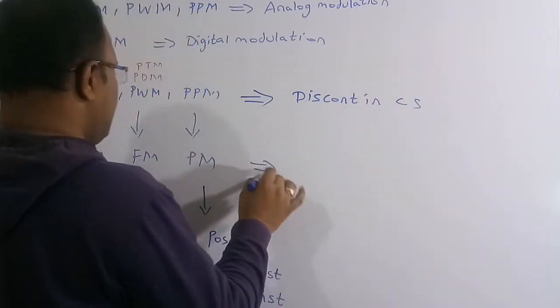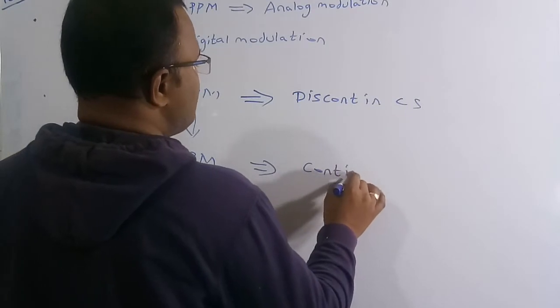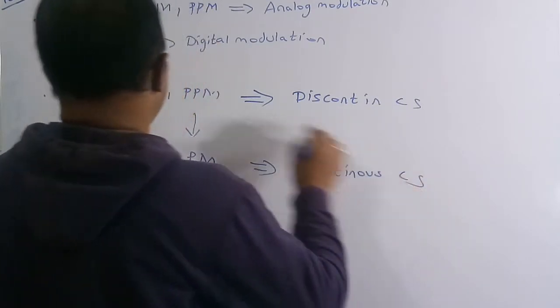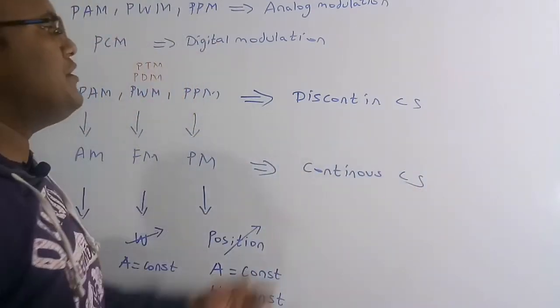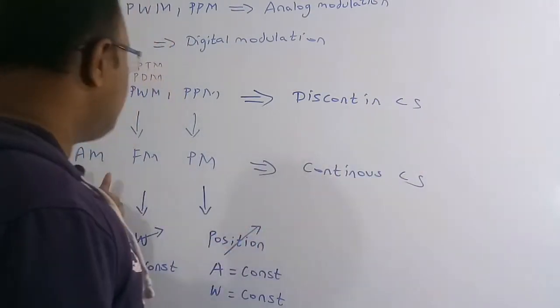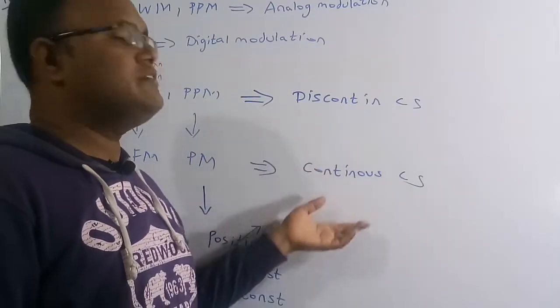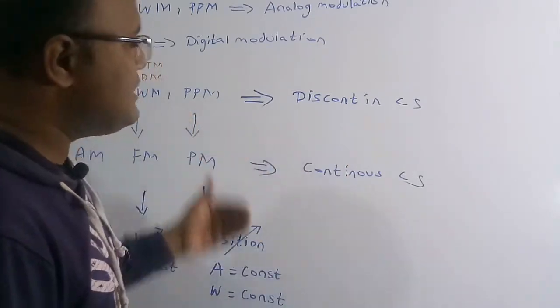But in AM, FM and PM we are going to use a continuous carrier signal. In PAM, PWM and PPM we are going to use the discontinuous carrier signal. This is the only difference between these two things, and the remaining everything is the same.